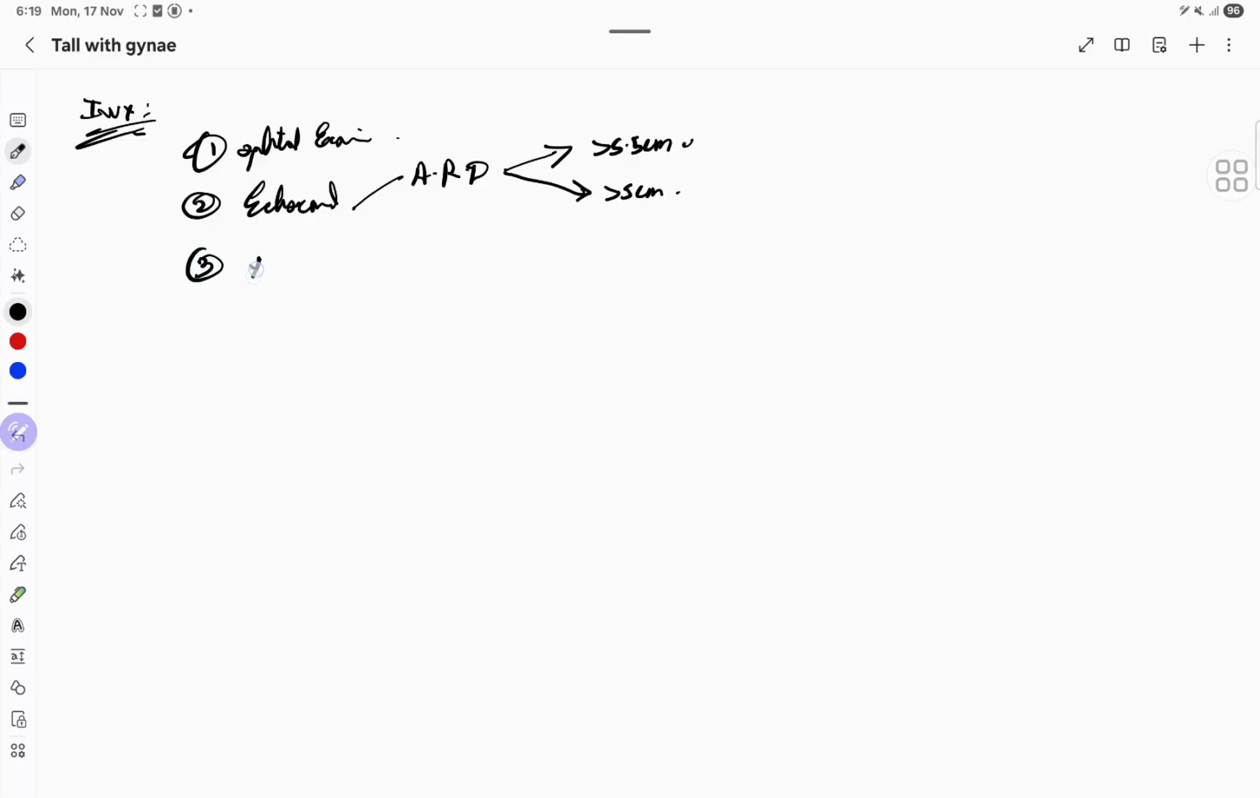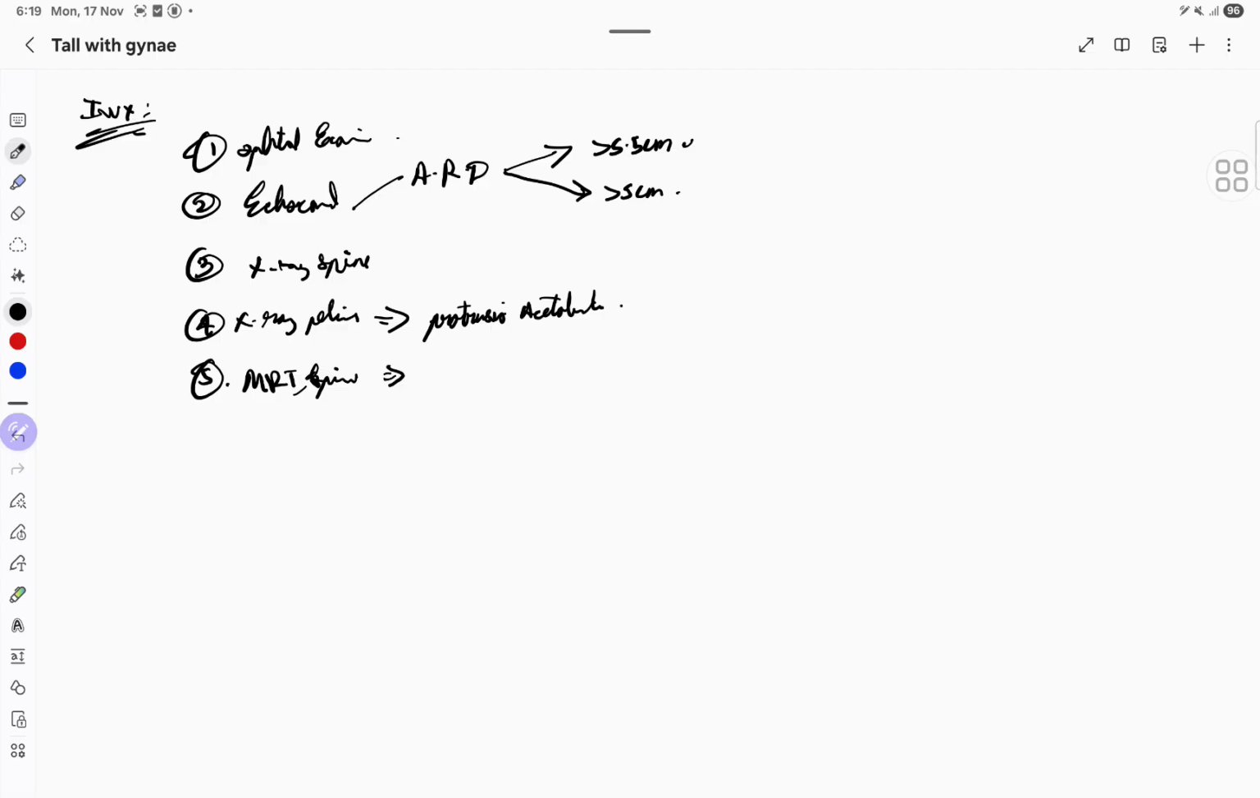Then we will order an X-ray spine to look for kyphoscoliosis. Then X-ray pelvis. In the pelvis, we will be specifically looking for protrusio acetabulae, where the head of the femur comes inside, protruding into the pelvic cavity. Then the fifth one is MRI spine. Why MRI spine? Because these patients are prone to develop dural ectasia.